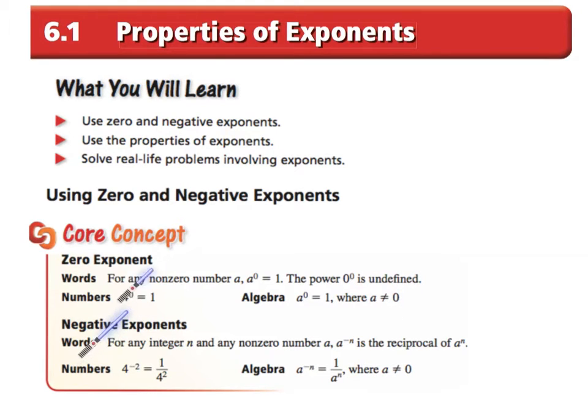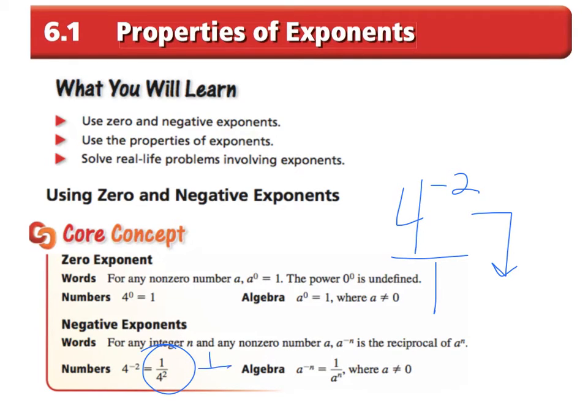And negative exponents. Ooh, we have more here. For any integer n and any non-zero number a, a to the negative n power is the reciprocal of a to the n. So for example, 4 to the negative 2. That's like saying 4 to the negative 2 over 1. You're going to move it to the bottom, and when you move it to the bottom, it becomes positive. So you're going to get 1 over 4 squared. Now 1 divided by 4 squared is going to give you 1/16. So a to the negative n becomes 1 over a to the n power.